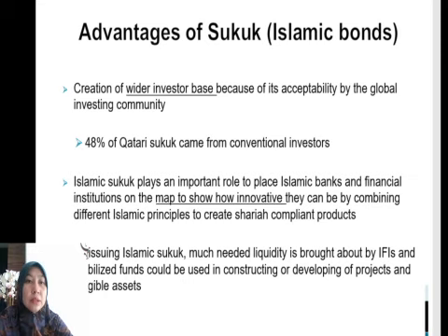Advantages of sukuk. First, the creation of a wider investor base because of its acceptability by the global investing community. 48% of Qatari sukuk came from conventional investors. So it can receive investment from conventional or Islamic investors, provided that the asset is Sharia compliant. Islamic sukuk plays an important role in placing Islamic banks and financial institutions on the map, showing how innovative they can be by combining different Islamic principles to create Sharia-compliant products.